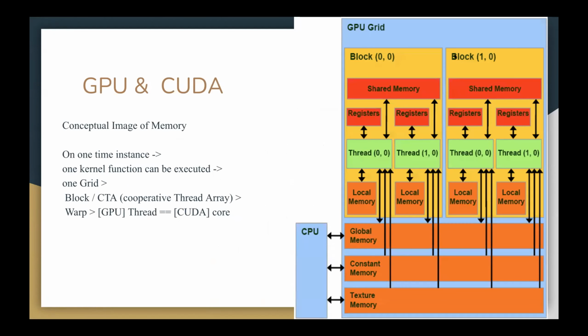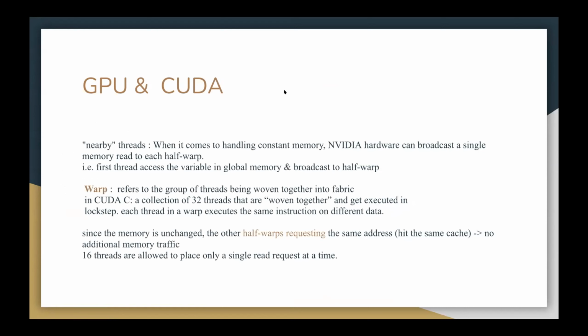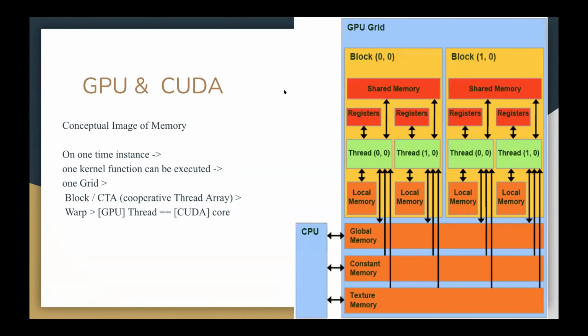Here is a graph that I find pretty useful, a conceptual image of the memory. For example, at one time instance, a kernel function will be executed and a GPU grid will be built up. Here it's the big blue box, the GPU grid, and each grid has several blocks, also called cooperative thread arrays.